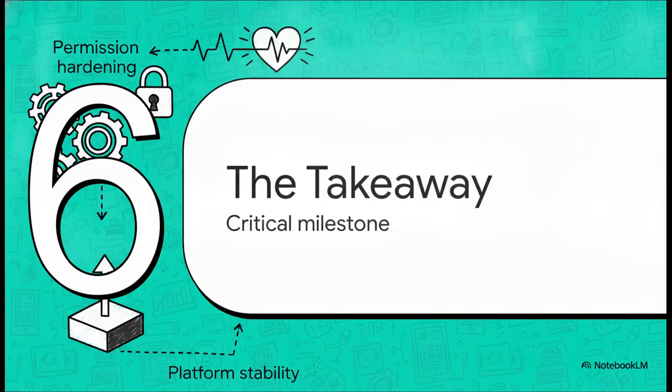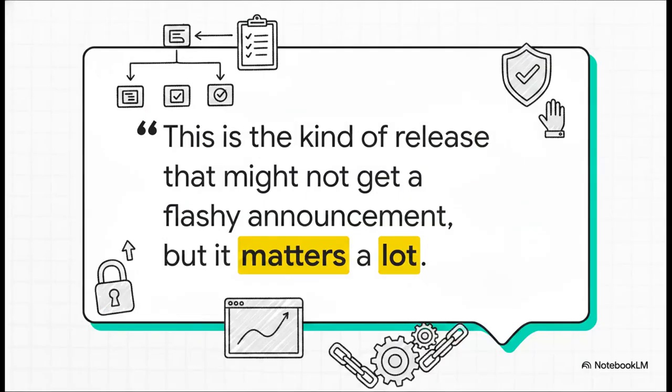Section 6. The takeaway. So to sum it all up, this is the kind of release that might not get a flashy announcement, but it matters a lot. It really is these unflashy updates that form the true backbone of reliable, secure AI workflows. When your agent asks for permission properly, when your logs are easily traceable, and when your terminal doesn't just hang in the background, you stop fighting your tools and start actually building.